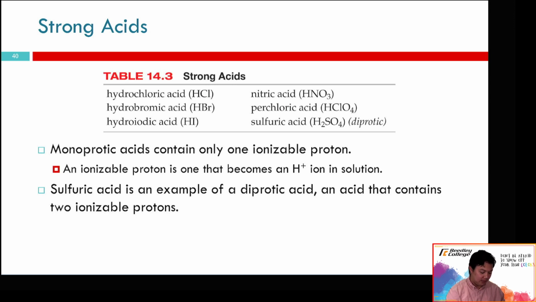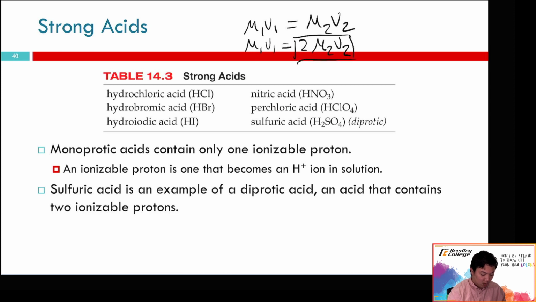So if you have a diprotic acid, then you set up your M1V1 equals M2V2. Then you know that the number of hydrogens that you need to neutralize is going to be twice as many. So you can instead say M1V1 is equal to 2 M2V2. Because in that case, it's not just a 1-to-1, it's a 2-to-1. So this would be the number of moles of a diprotic acid.